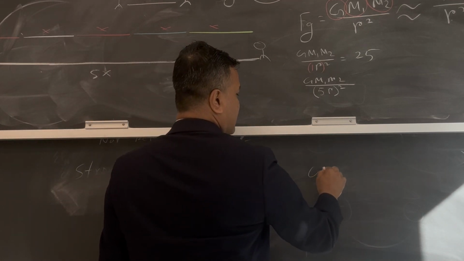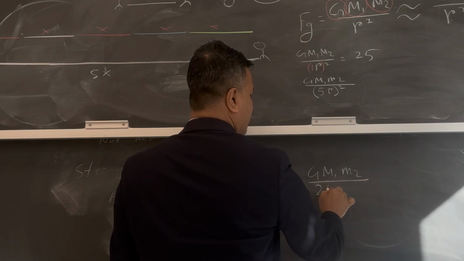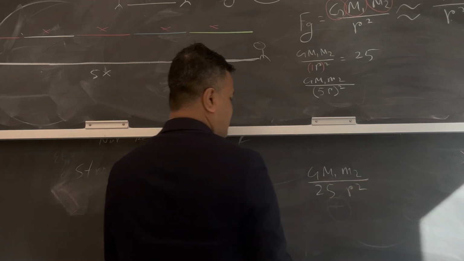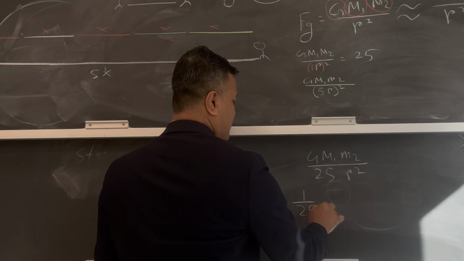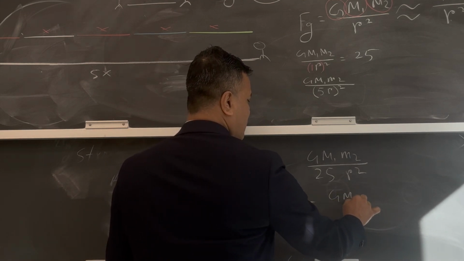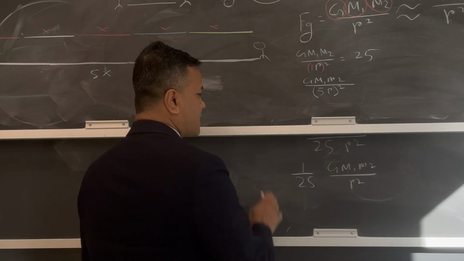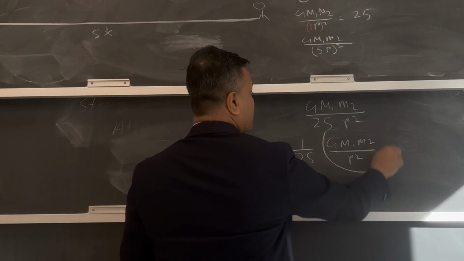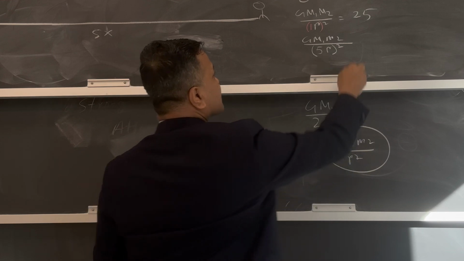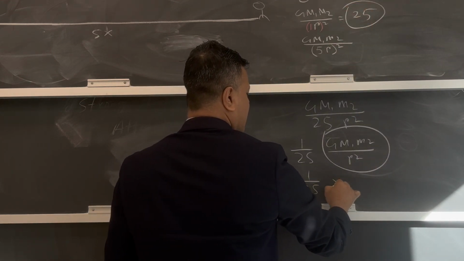G m1 m2 over 5 is 25 r squared. You want to rewrite this as 1 over 25 times G m1 m2 over r squared, and you're going to replace this by what? 25. So 1 over 25 times 25.